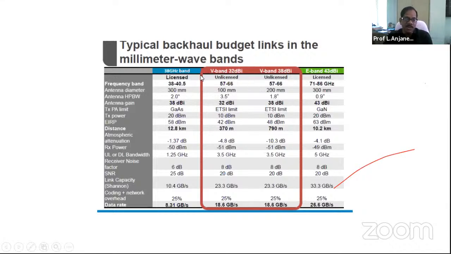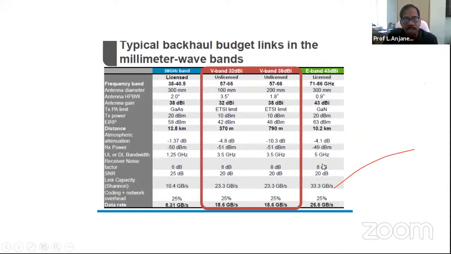These are some of the parameters, some of the frequencies. I will not go into more details, but you can leisurely go through this. What is the frequency band? What is the antenna diameter? It is 30 centimeters. What is the antenna half power beam width? What is the antenna gain? Transmit power, how much? What gallium arsenide transmitter is used for the amplifier? And then how much power? Typically 20 dBm, which is 1 watt. 1 watt of power is used. What is the distance? 12.8 kilometers. Atmospheric attenuation, remember I told you. How much attenuation will be there per kilometer? How much is the received power that you receive? Microwatts. And these are the various parameters like the 38 gigahertz band, a V band of 57 to 66 gigahertz with 38 dBi, and then the E band of 71 to 86 gigahertz.